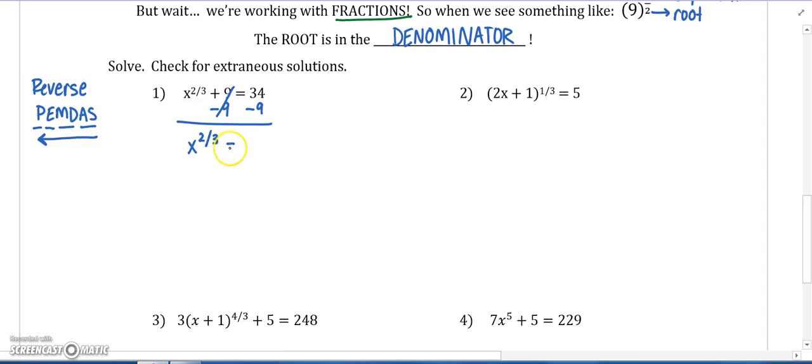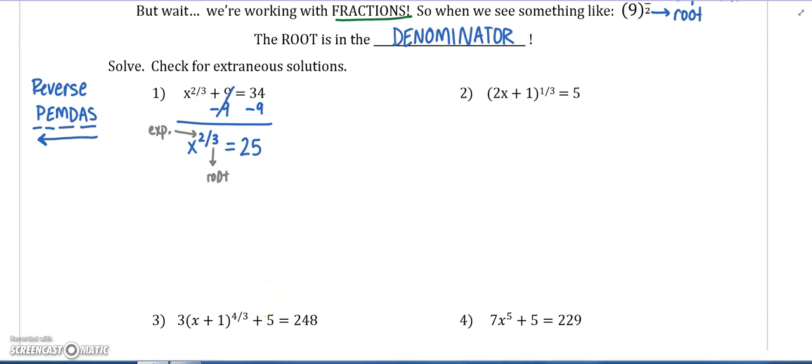Alright, we end up with x to the 2/3 equals 34 minus 9, which is 25. And here's the new part. Now the only thing left to do is get rid of this exponent. Technically, this exponent has a root, that's 3, and an exponent of 2. So we could get rid of each one individually, but that takes up more time. We're always trying to be more efficient when we're doing math.